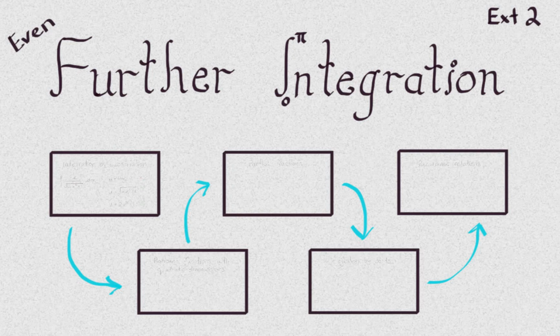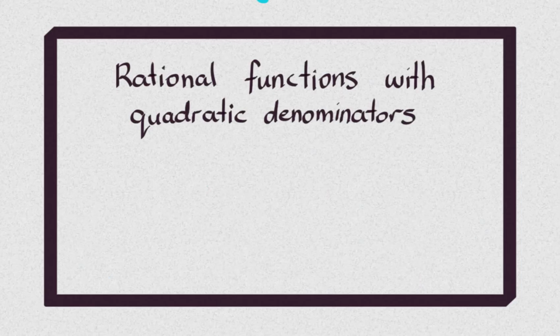In part 2 of this topic, we're going to be looking at rational functions that have quadratic denominators. Whenever we see an integral that has a quadratic denominator, there are a number of paths before us, so we have to have a few questions that we can ask ourselves. The first of which is, can we factorize?